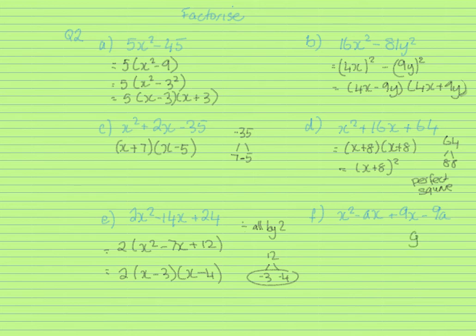Now with f I've got 4 terms, so that makes me think I need to group 2 and 2. So here's my first 2, so I can see x is common, and I get left with x minus a, and in the next 2, 9 is common, I get left with x minus a. So I bring the x minus a out because it's common, and then what's left goes into the second bracket.